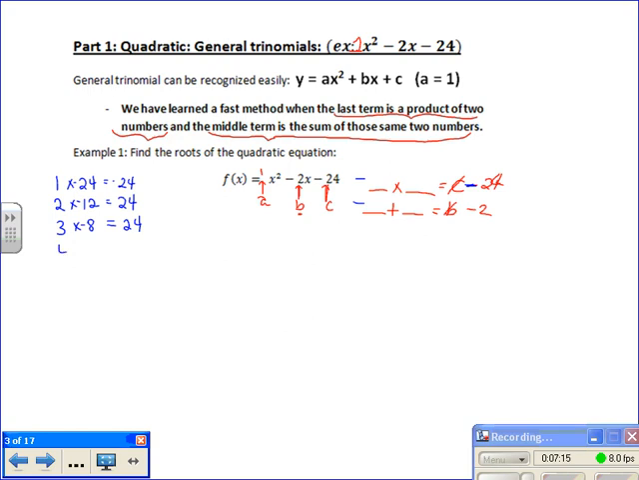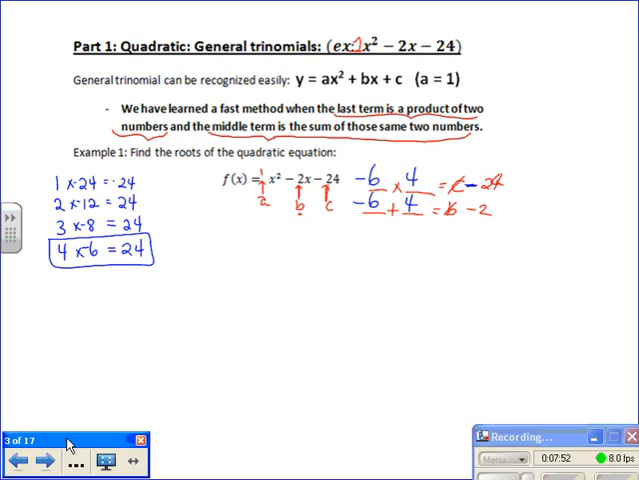How about we try 4 and 6? Those are the next factors that give me 24. Well, there is a combination of 4 and 6, if one was negative, that would give me -2. If the bigger number, the 6, was a negative value, -6 plus 4 would give me -2. So I found my factors. Those are our factors, -6 and 4. I'm going to do my quick double check. Yes, they multiply to give me -24, and yes, they add to give me -2.